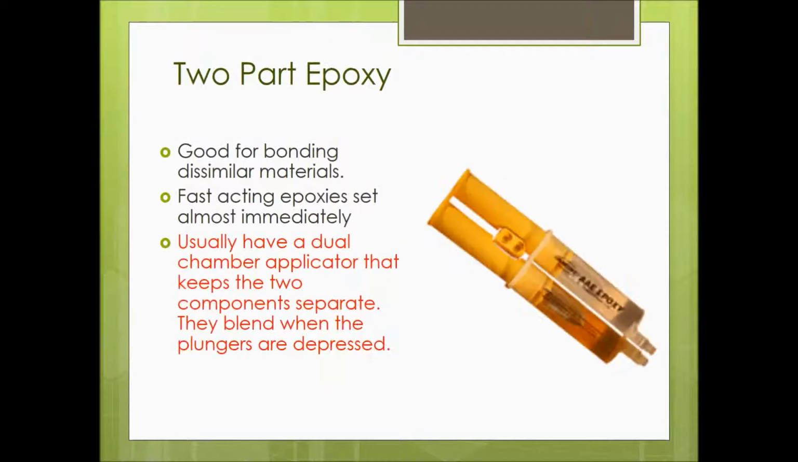All right, and now we're down to two-part epoxy. This is good for bonding dissimilar materials. It sets very quickly, and you can see it's got two chambers here. When you squeeze this stuff out, you've got two different substances, and these blend together, and that's what really makes that chemical reaction and causes the epoxy to get nice and hard.